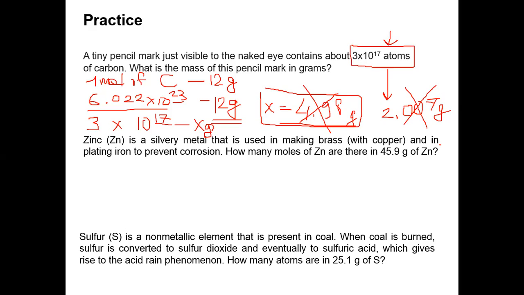0.49 or 0.5. Okay, so let's see what the answer is. We need to calculate x, right? How do we calculate x? Actually, we can just do cross multiplication. It's 12 times 3 times 10 to the power 17, divided by 6.022 times 10 to the power 23.